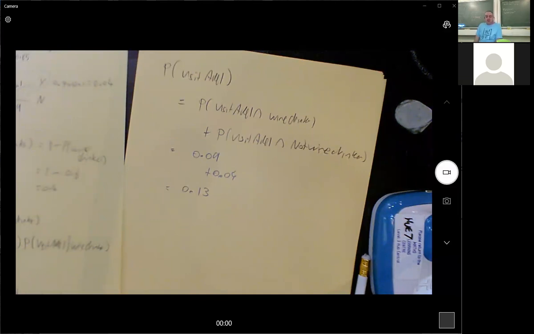It might have been easier to write this if I had given letters to the different events. So I could have written this. Before I do that, how are you feeling?